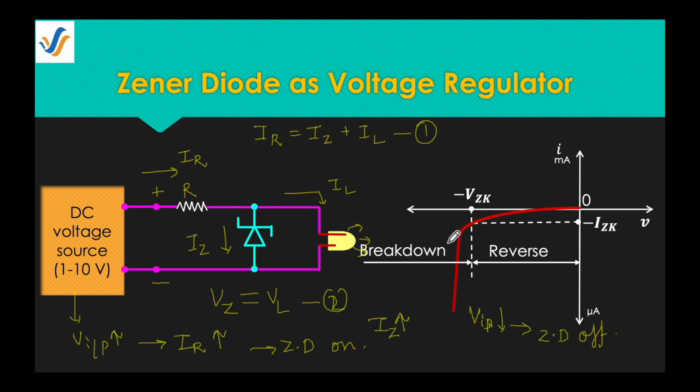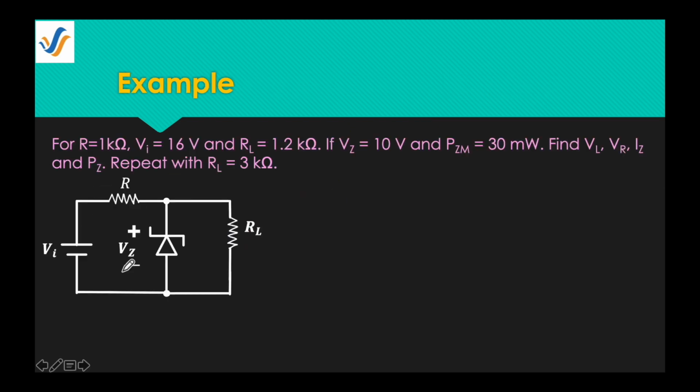Let's understand this process with a numerical. So in this circuit, the resistance value, the input voltage and load resistance are all given. The Zener voltage, which is specified by the manufacturer, is also given. PZM is the maximum wattage rating. It is also mentioned. Now we need to find VL, VR, IZ, PZ. And then we need to repeat the process for this load resistance.